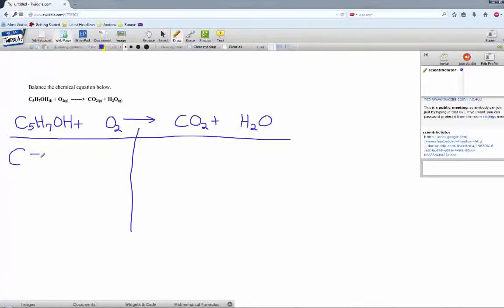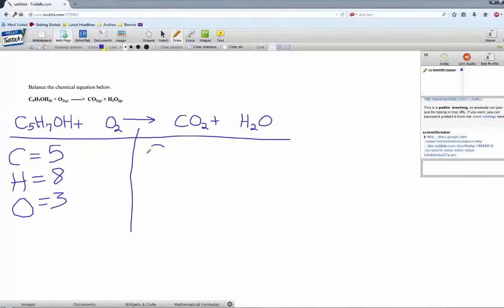Carbon has 1 times 5, 5 carbons. Hydrogen has 1 times 7 plus 1, 8 hydrogens. Oxygen has 1 times 2 plus 1, 3 oxygen.